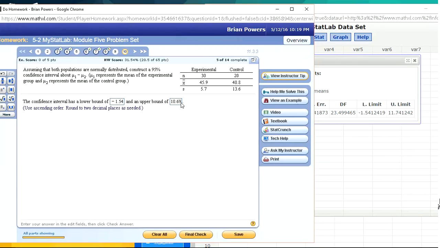-1.54 to 11.74. Excellent. All right. Okay, let's look at some of the other ones and see what other problems there are.